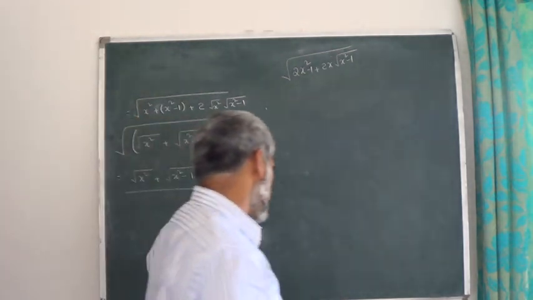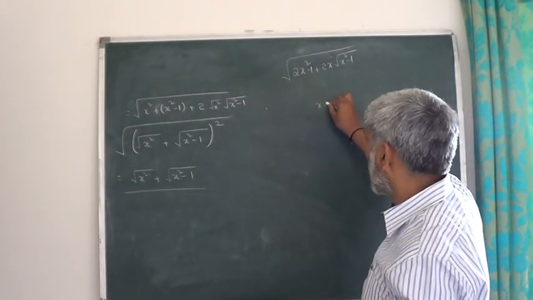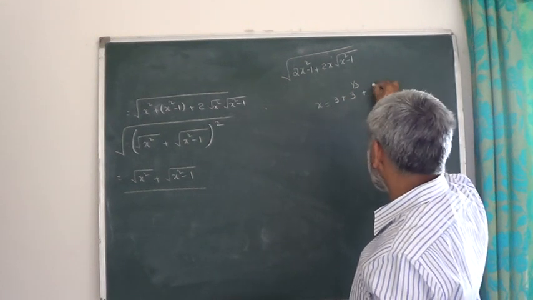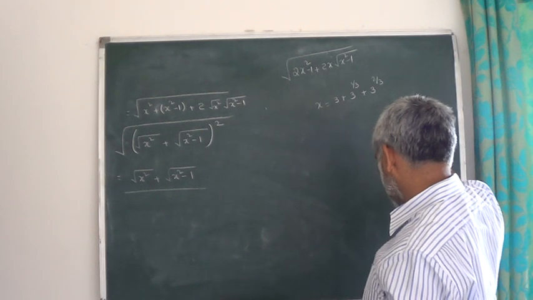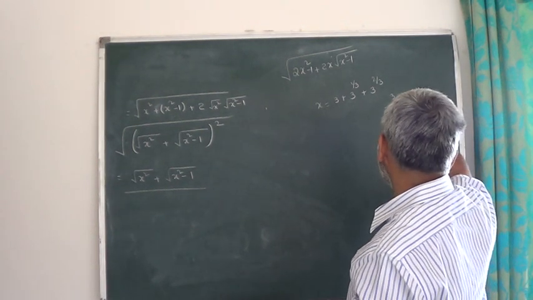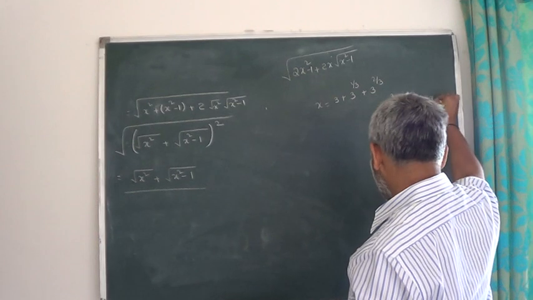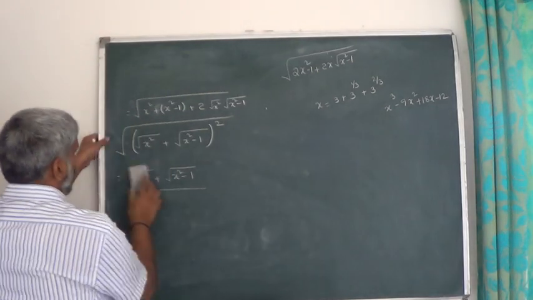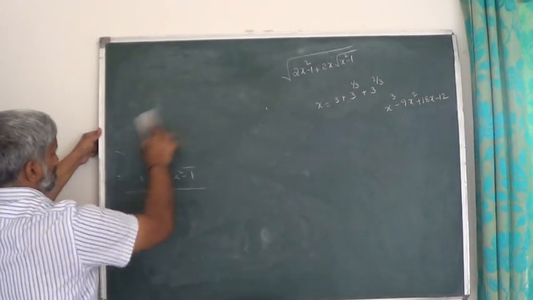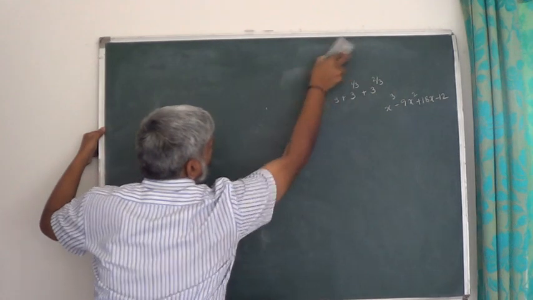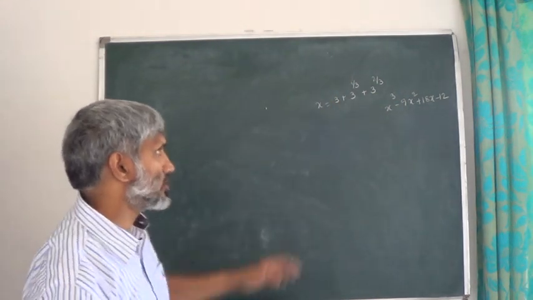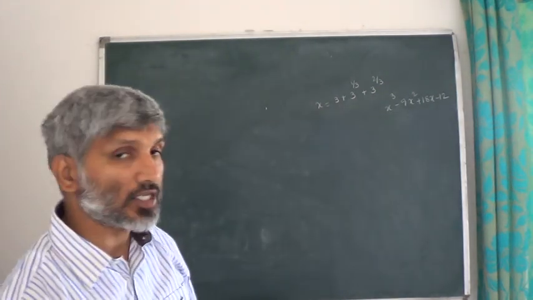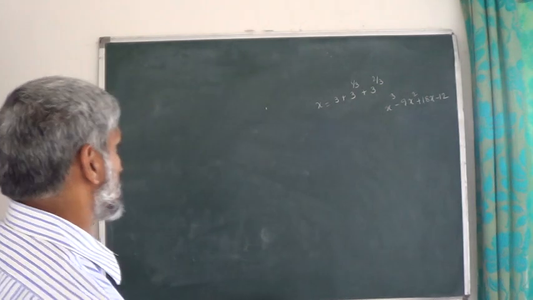Okay. So another question is like this. x is equal to 3 plus 3 power 1 by 3 plus 3 power 2 by 3. Then he is asking to find the value of x cube minus 9x square plus 18x minus 12.